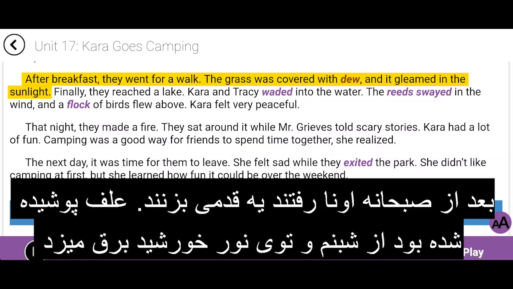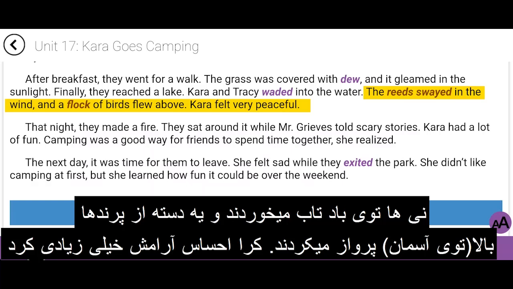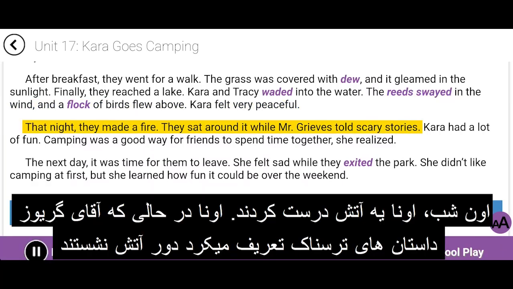After breakfast, they went for a walk. The grass was covered with dew, and it gleamed in the sunlight. Finally, they reached a lake. Kara and Tracy waded into the water. The reeds swayed in the wind, and a flock of birds flew above. Kara felt very peaceful. That night they made a fire.